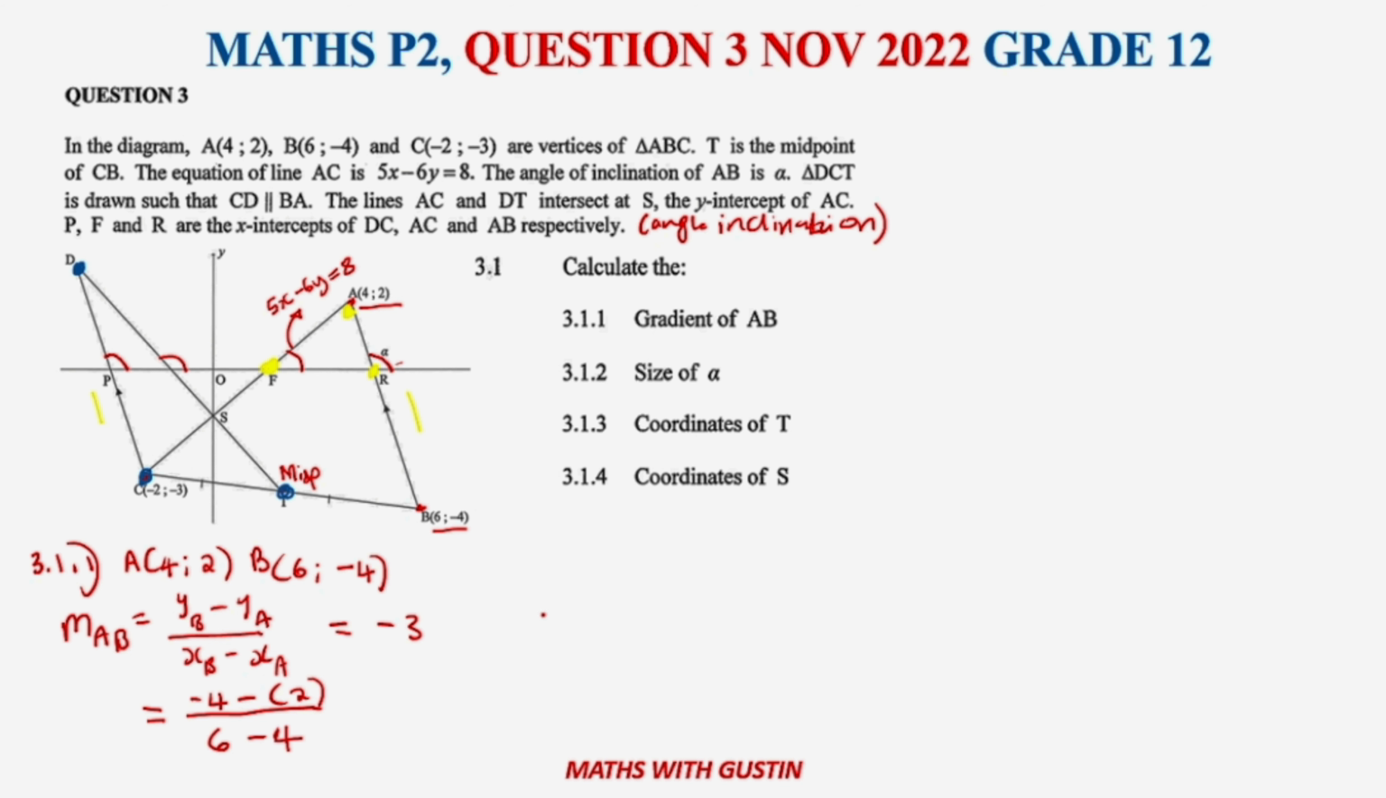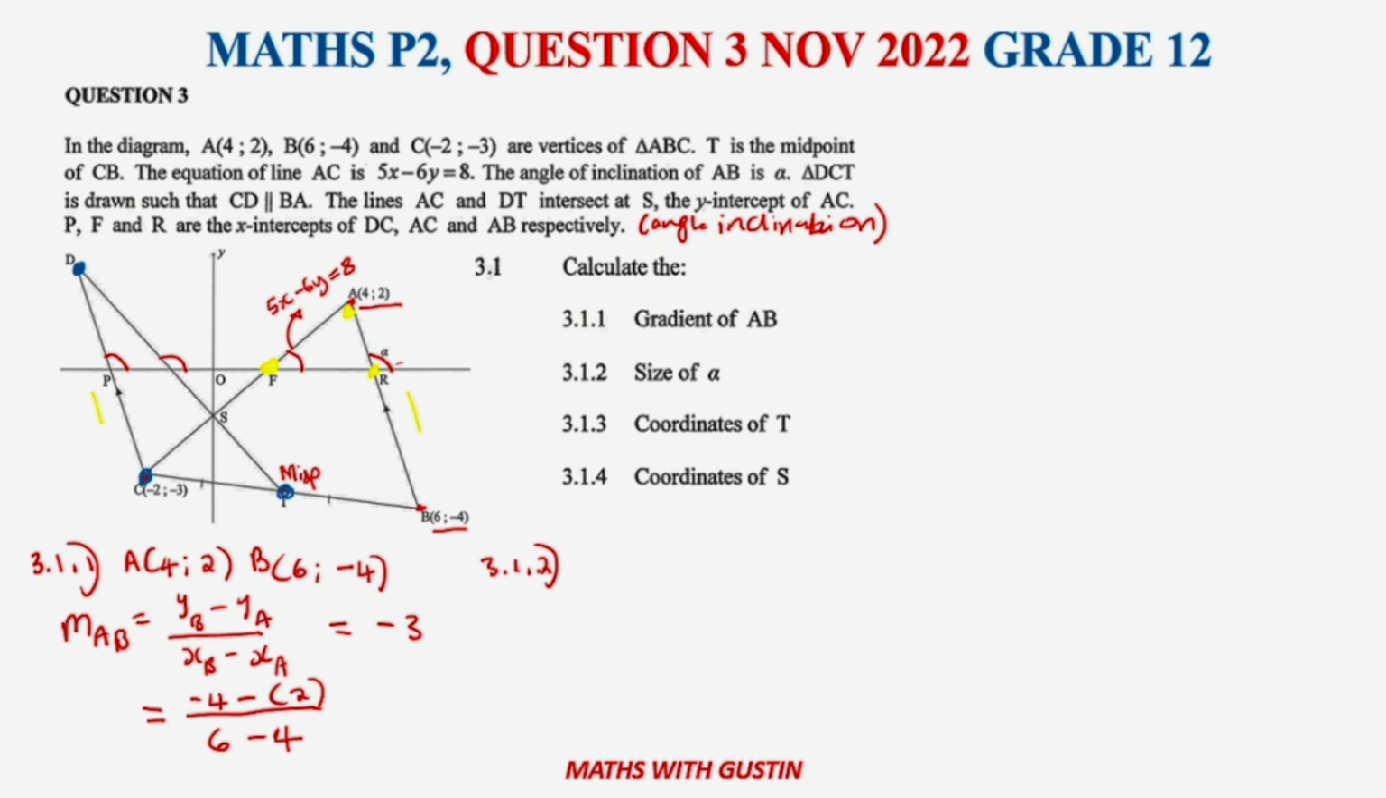Great stuff. Now we come to 3.1.2. We just calculated the gradient of this line here. We know the gradient. So now they're asking us to calculate the size of alpha. Alpha is the angle of inclination of AB, which is the angle that line AB forms with the x-axis. All right, guys, you can note it down and write it down.